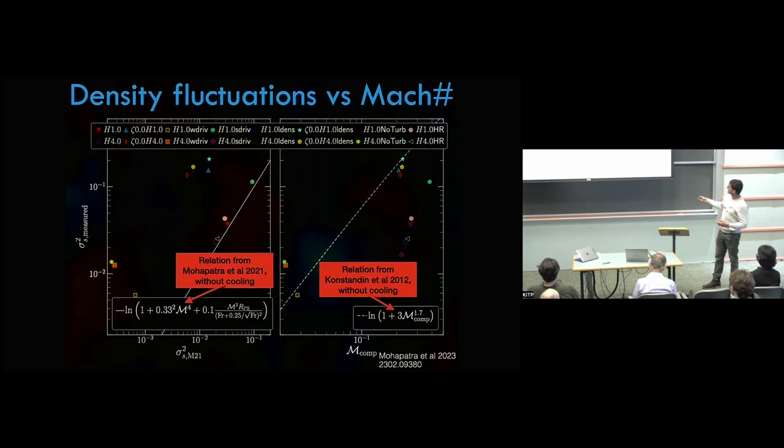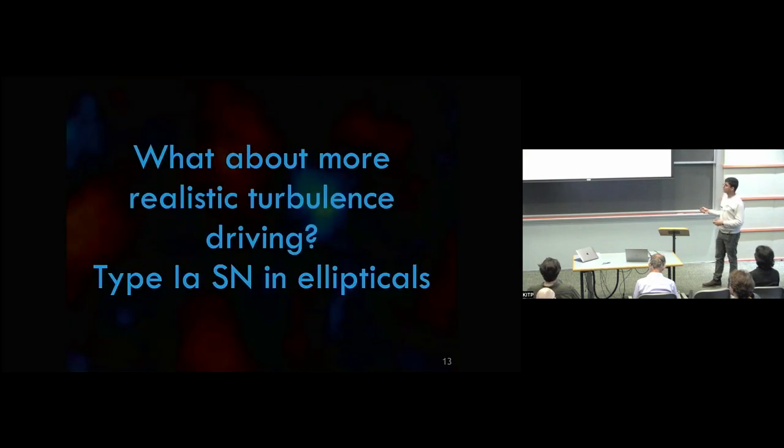So this is a relation from Konstandin et al. in 2012. But somehow it doesn't work for these runs. So this is a bit confusing for me, why it doesn't work, but we can discuss it more. Right. So yeah, basically when you have cooling, then there are some additional density fluctuations.